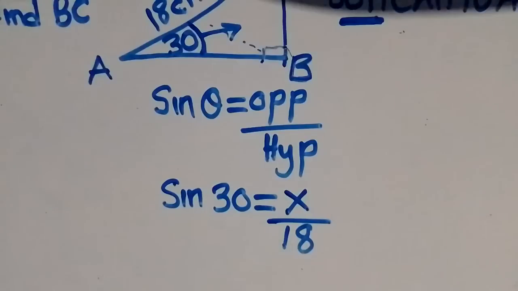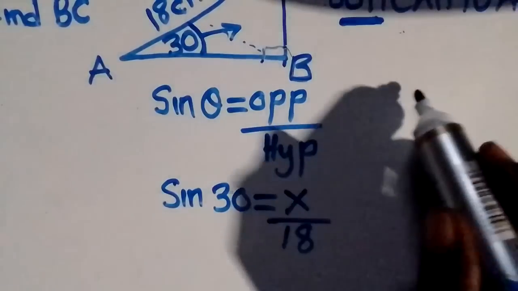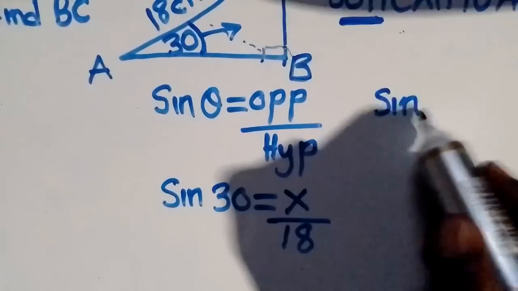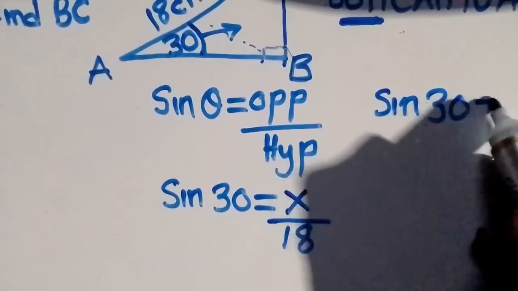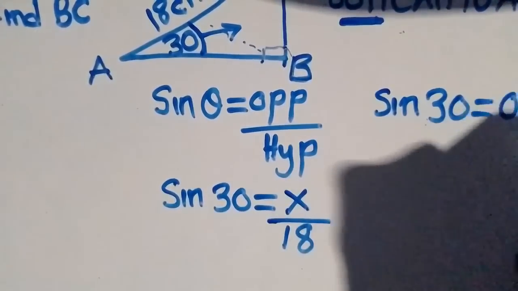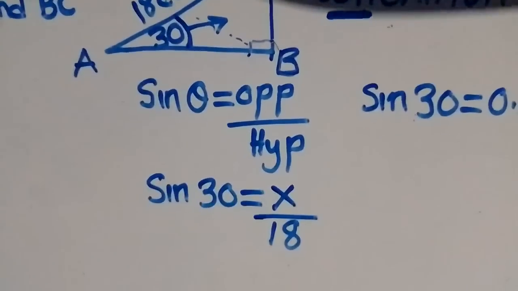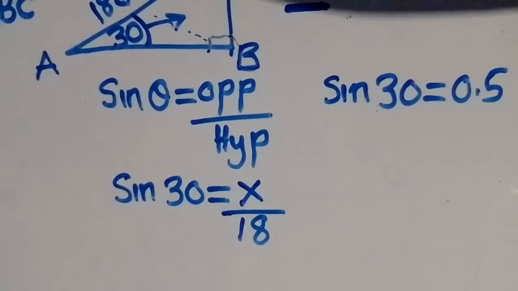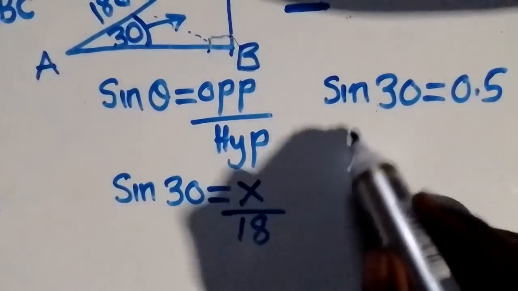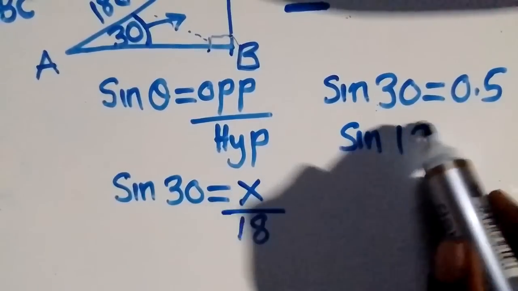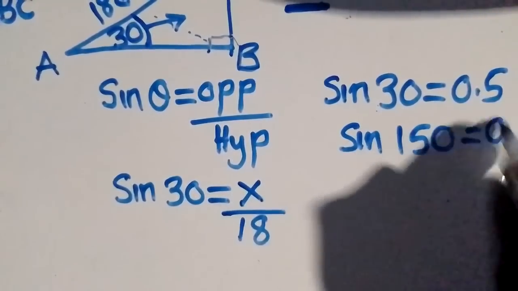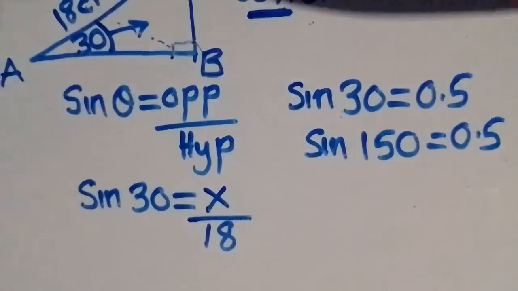Then there are what we call special angles. When you are given something like sine 30, you need to know that sine 30 is equal to 0.5. Even when you are given sine 150, this is also equal to 0.5.